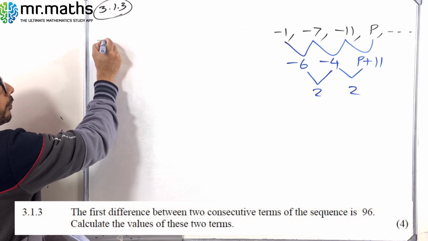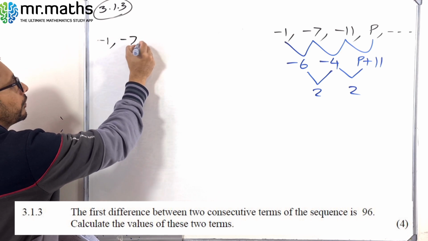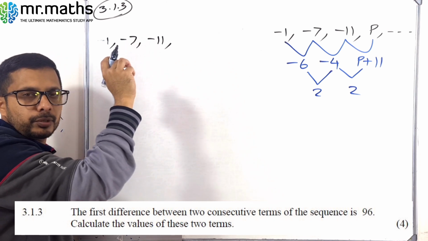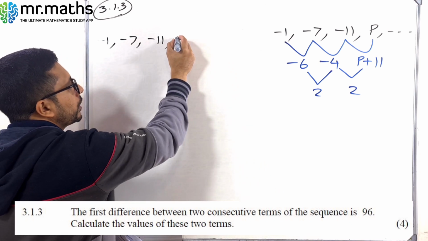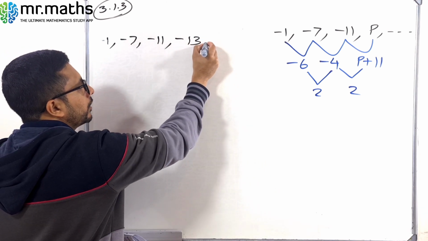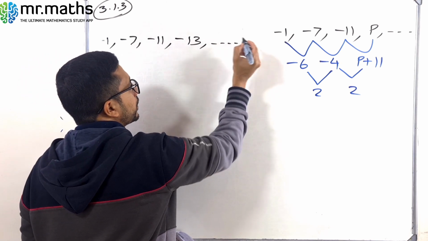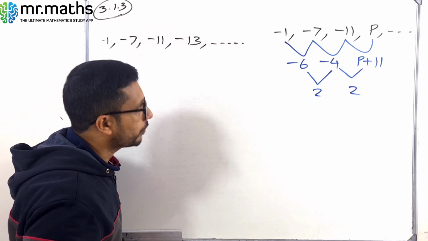Okay, so here minus 1, minus 7, minus 11, and we know from the previous question 3.1.1 we got p as minus 13, etcetera. Okay, now let me erase that one.